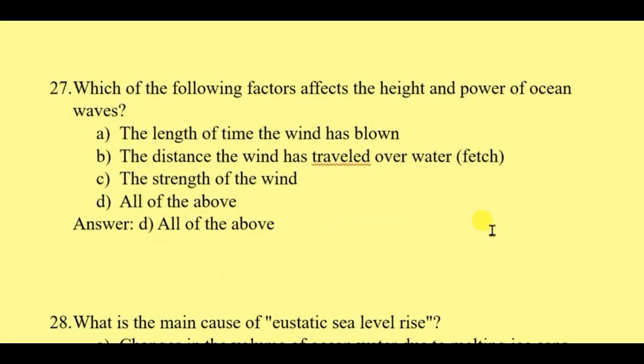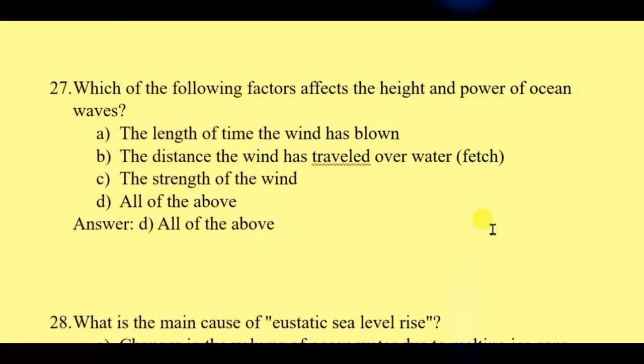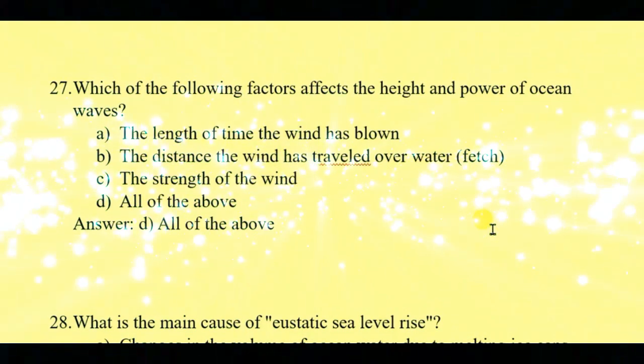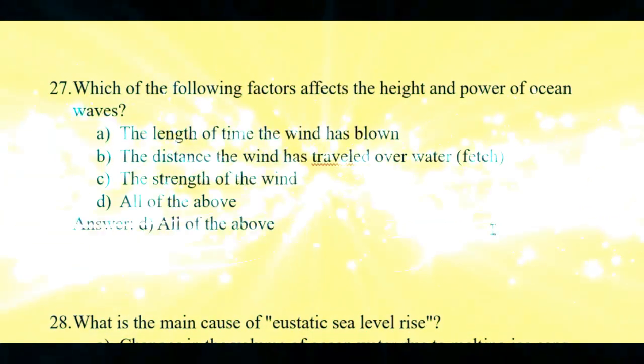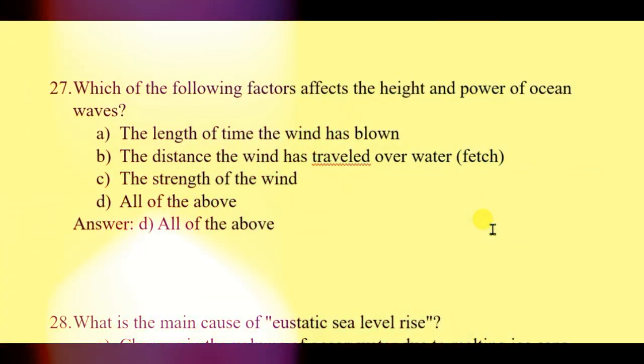Question 27. Which of the following factors affect the height and power of ocean waves? The length of time the wind has blown, the distance the wind has traveled over water, the strength of the wind, all of the above. Here the correct answer will be all of the above, meaning the length of time that wind has blown, the distance the wind has traveled over water, which is called fetch, and the strength of the wind.